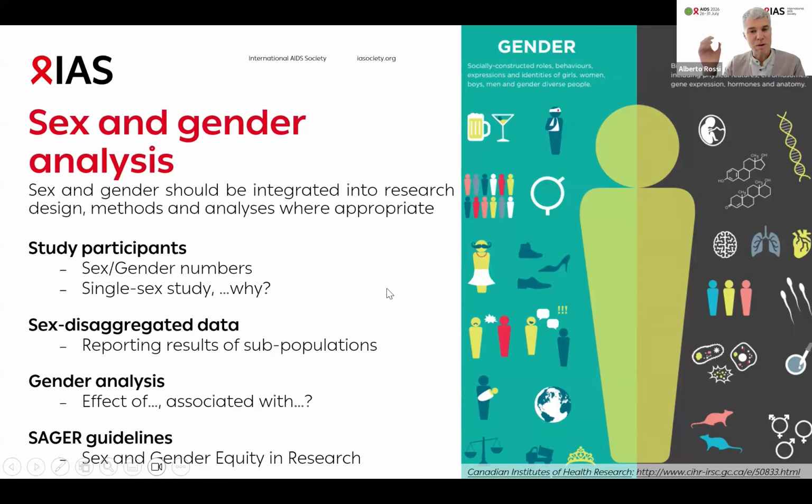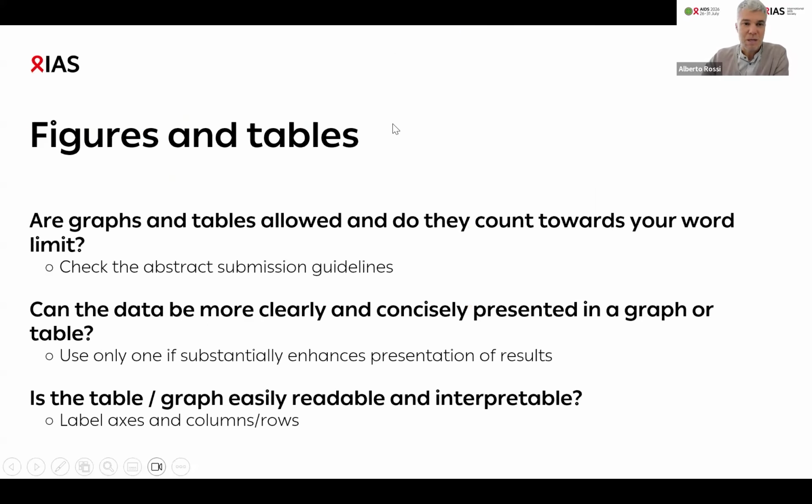We encourage you to follow the guidelines that we will briefly share in the chat, the sex and gender equity in research, and also those from the Canadian Institutes of Health Research. These are very clear. They provide quick, easy to understand examples on how you should report data on gender and sex. All right, on to the next.